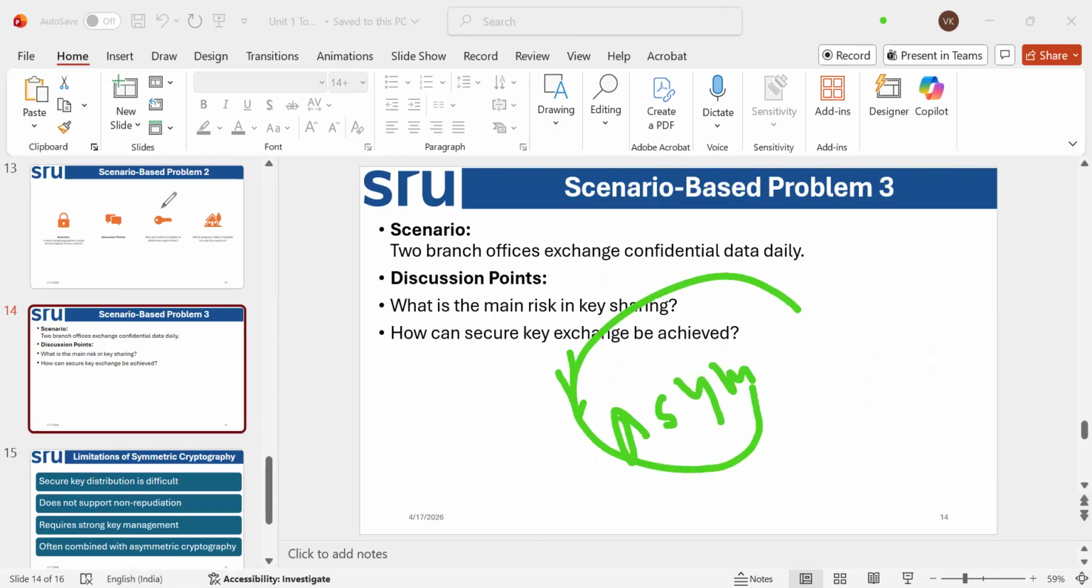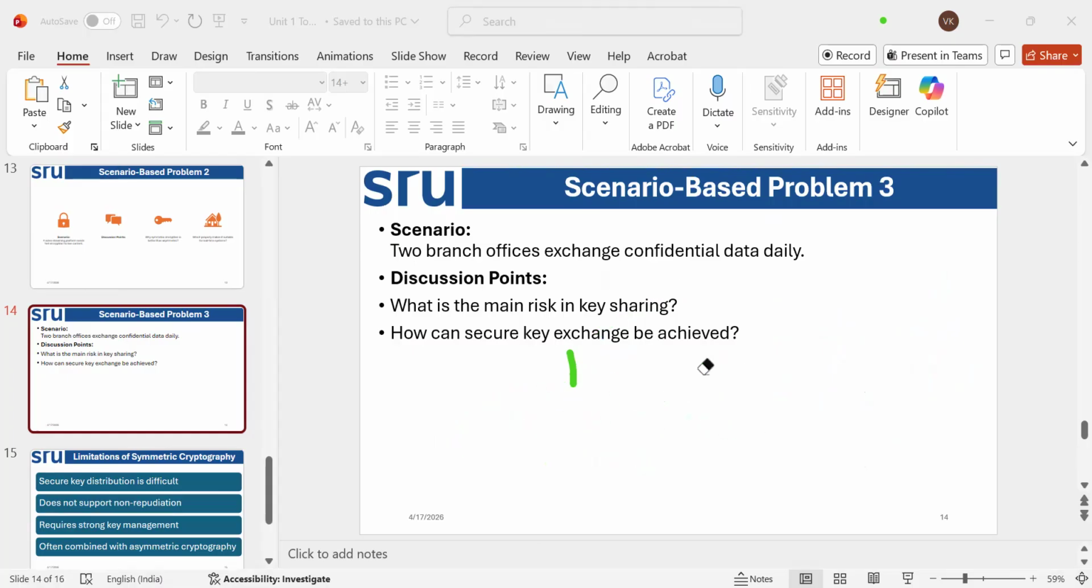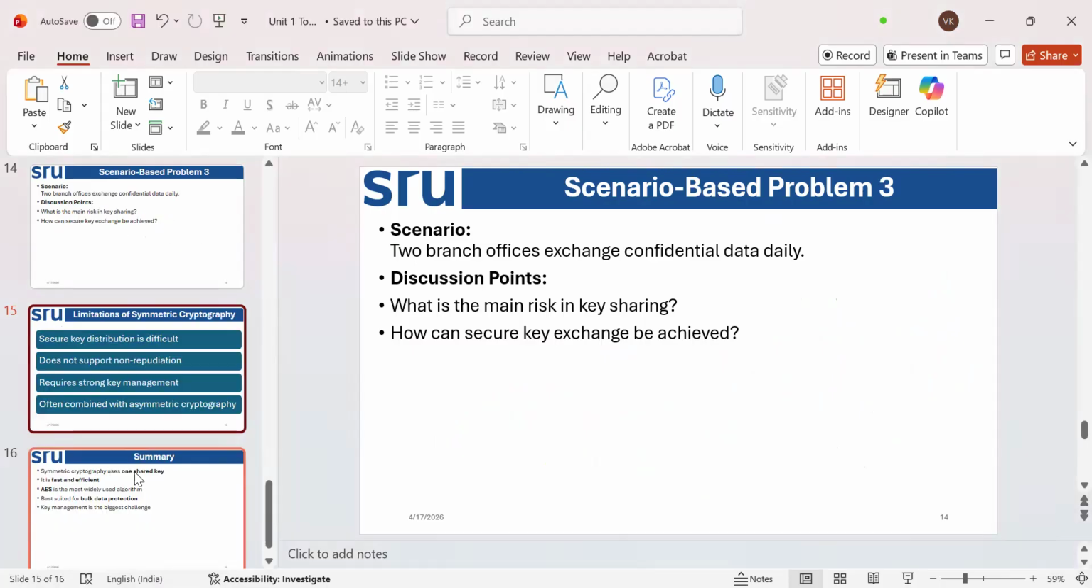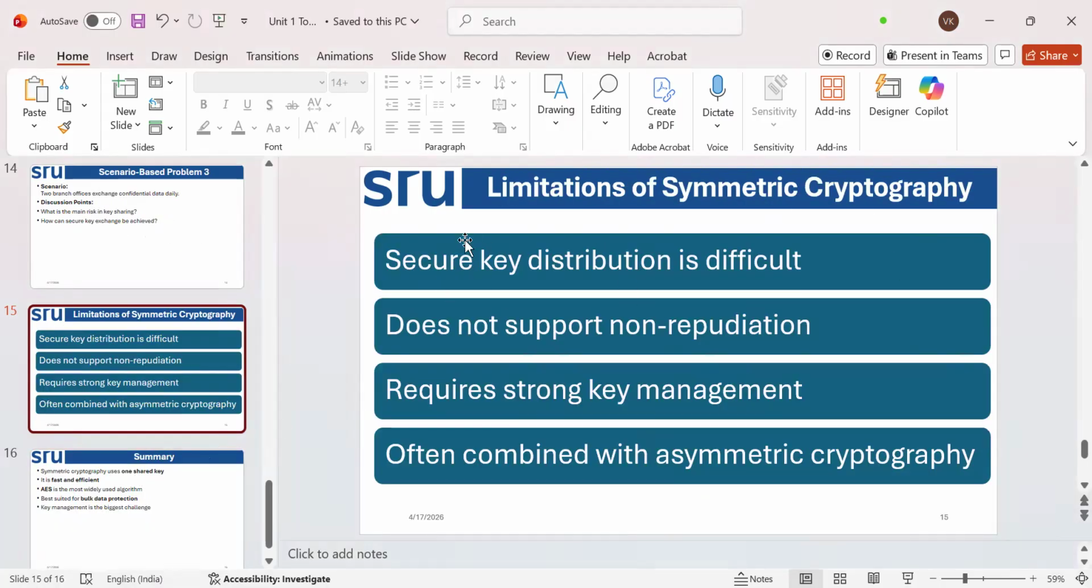Now, based on that, we'll discuss the limitation of symmetric cryptography. Secure key distribution is difficult, because the key can be stolen. It does not support non-repudiation, and it requires strong key management, often combined with asymmetric cryptography. If we want more security, we need to combine it with asymmetric cryptography, which we will discuss later. Now the next slide. We understood symmetric cryptography and its limitations.